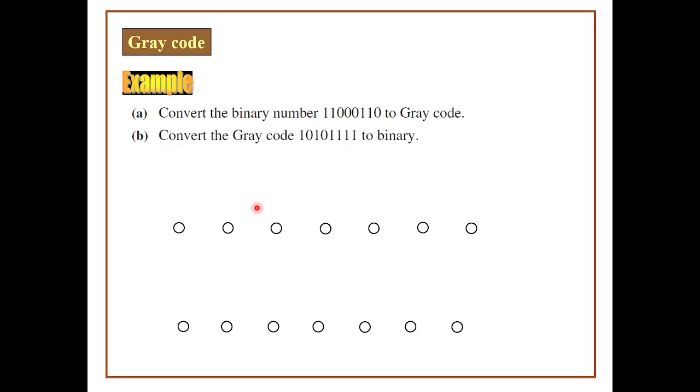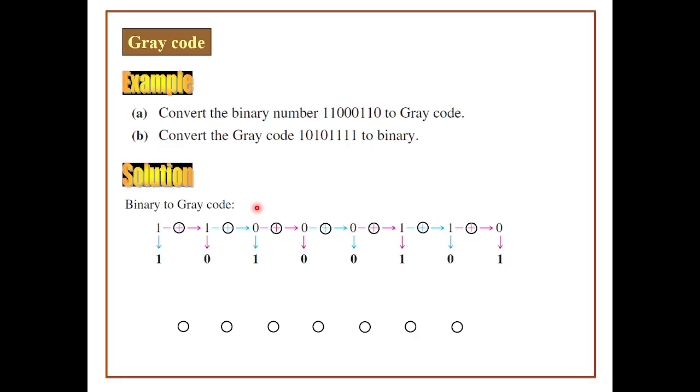Convert the binary number 11000110 to gray code. So solution, the first one, you get like this. Normally how we can do that, we see for the grouping. First one, you come down, you can write as 1 here. And then you check 1 and 1, these two. If same, we write as 0. If not same, we write as 1.